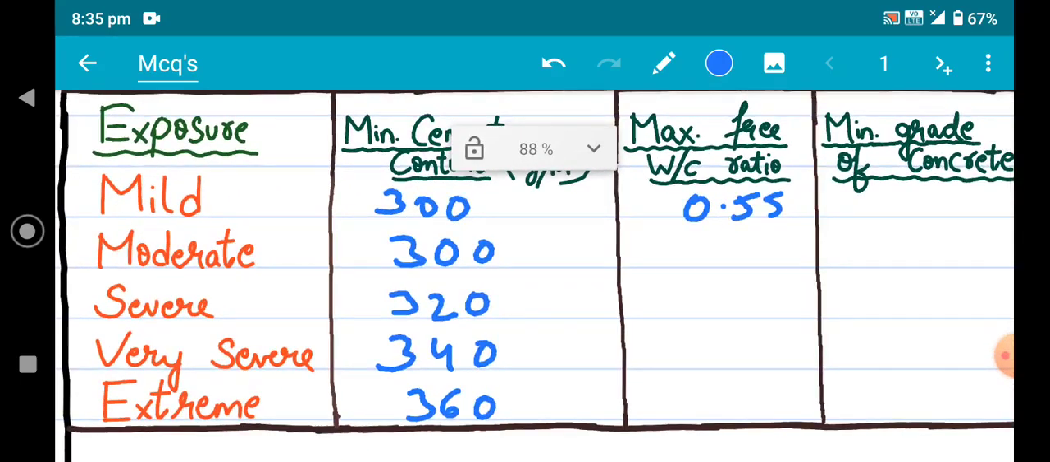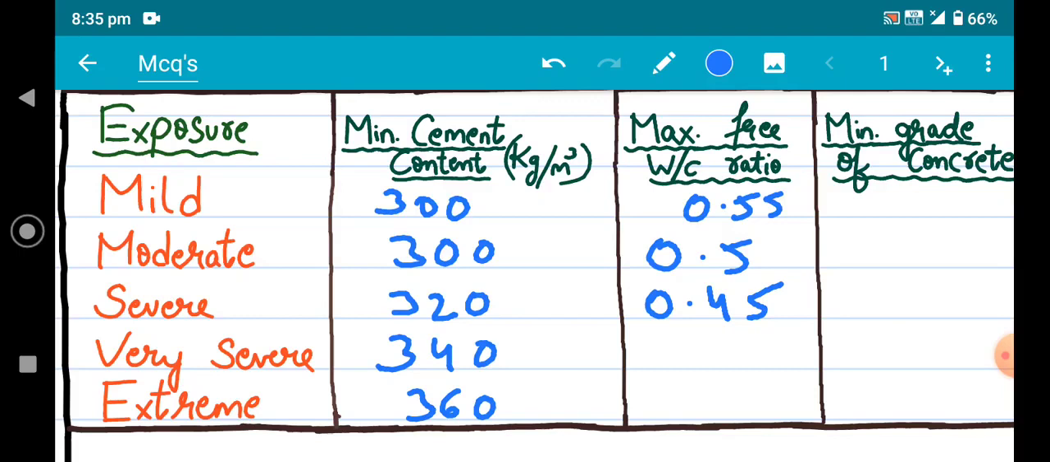So in mild exposure the maximum free water cement ratio we required is 0.55, and in moderate exposure it is 0.5, and in severe exposure the maximum free water cement ratio required is 0.45. For very severe exposure it will be the same as severe, 0.45 only. Coming to the next one, in extreme exposure, the maximum free water cement ratio required is 0.4 only.